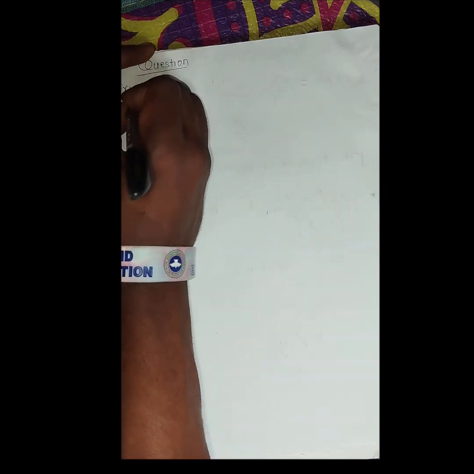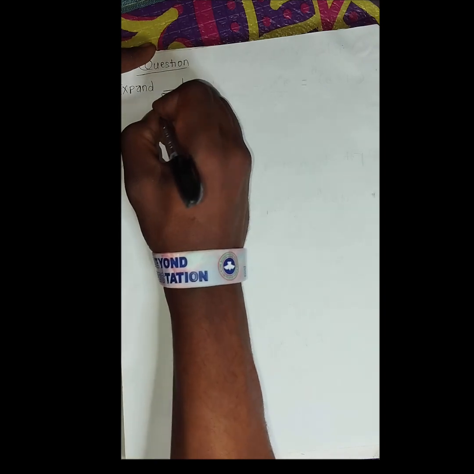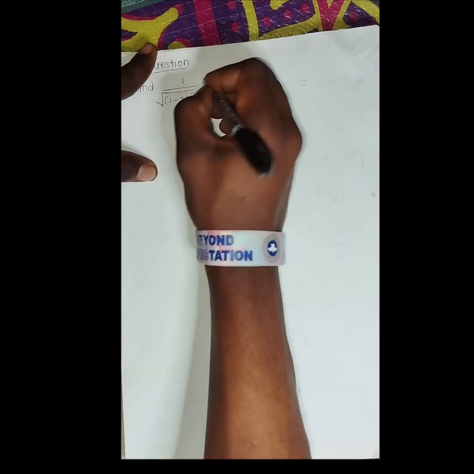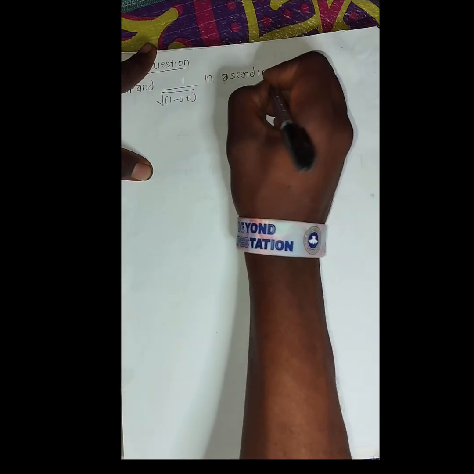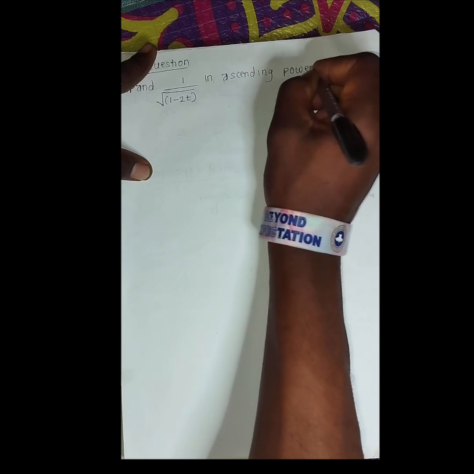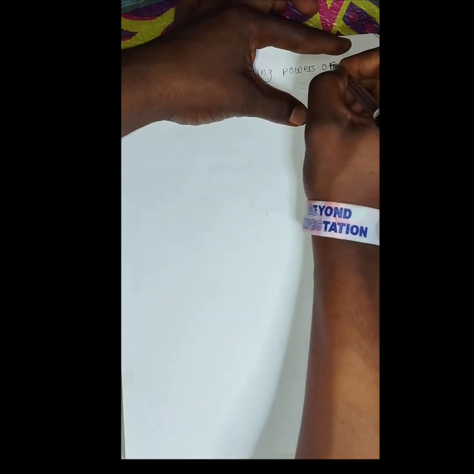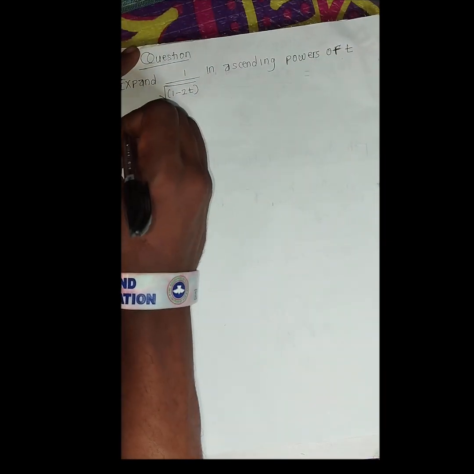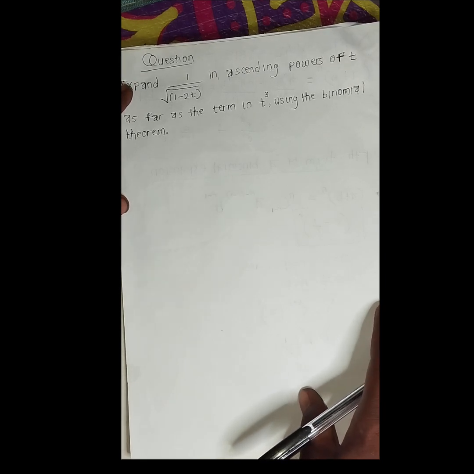expand 1 over square root of 1 minus 2t in ascending powers of t as far as the term in t cube using the binomial theorem.